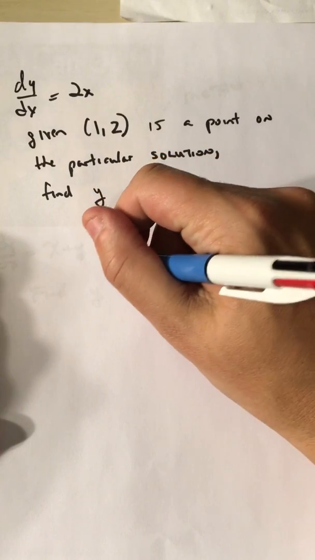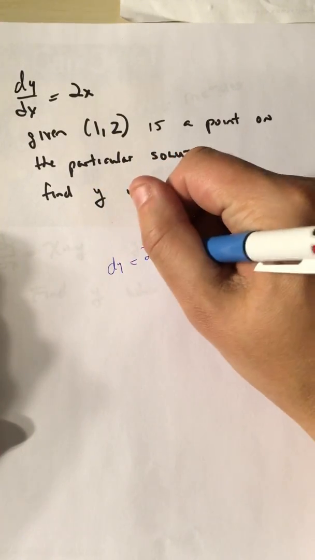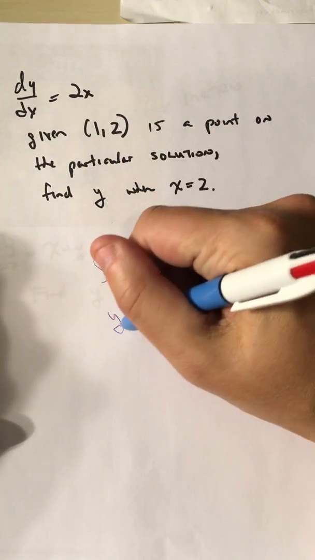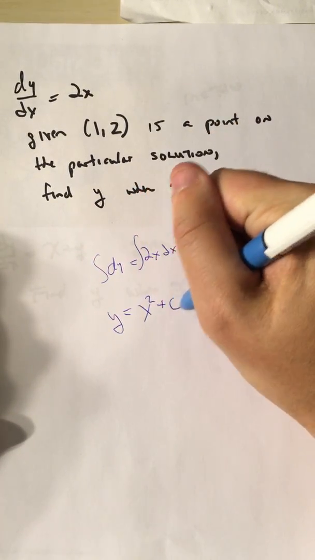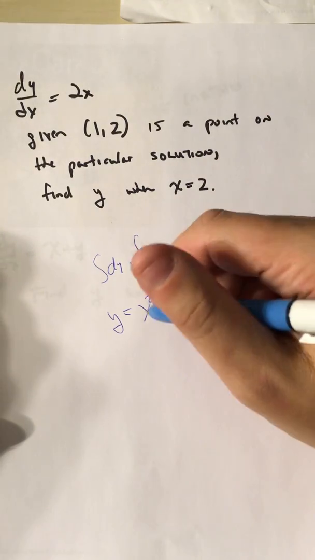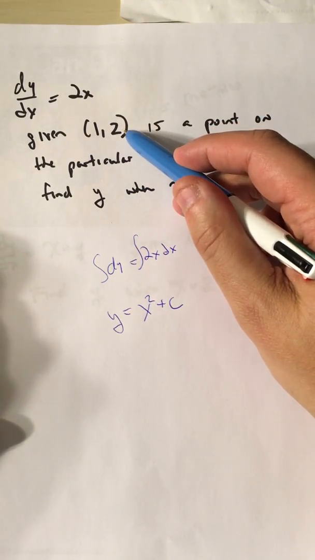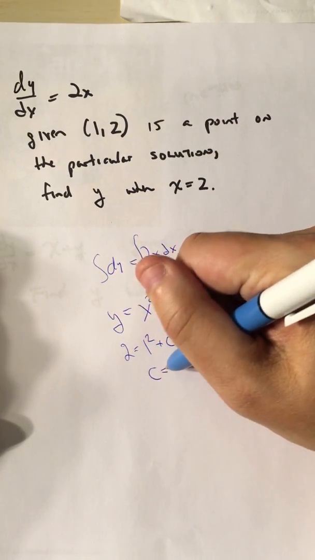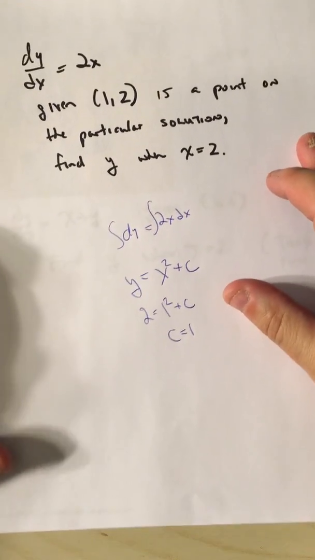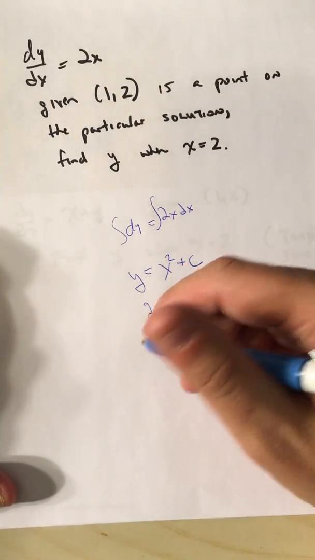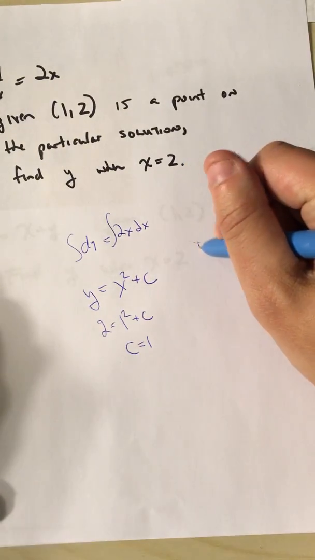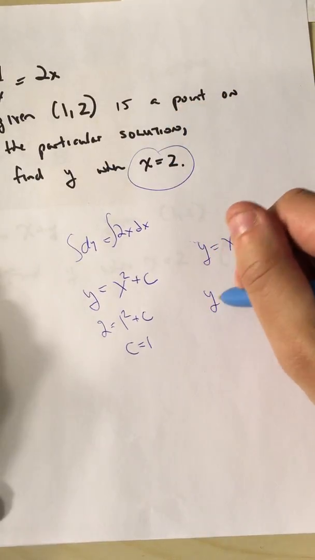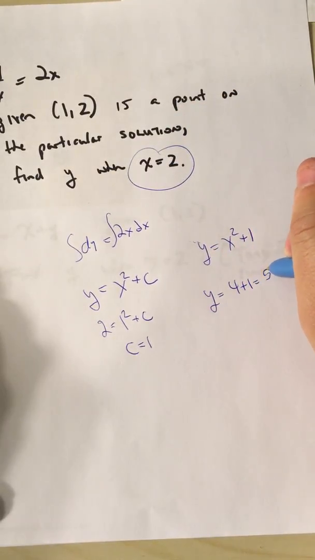So if I write dy equals 2x dx, integrate both sides, y is x squared plus c, plug in my initial point, and solve for c. That makes my particular solution, I'll come over here, y equals x squared plus 1, and then at x equals 2, the y value is 5.